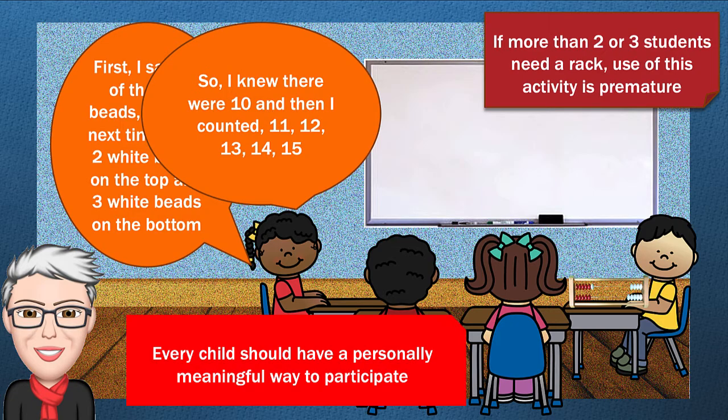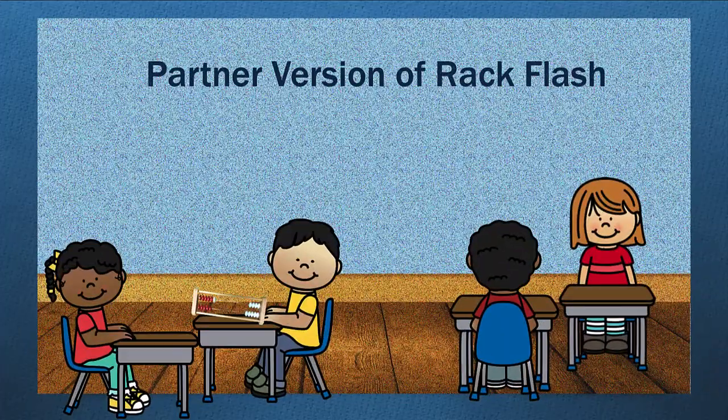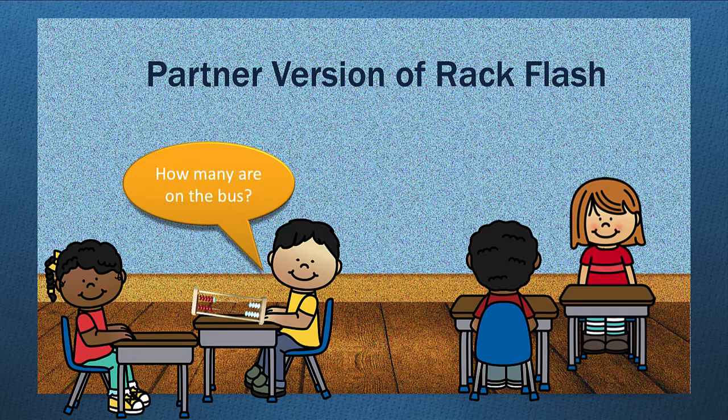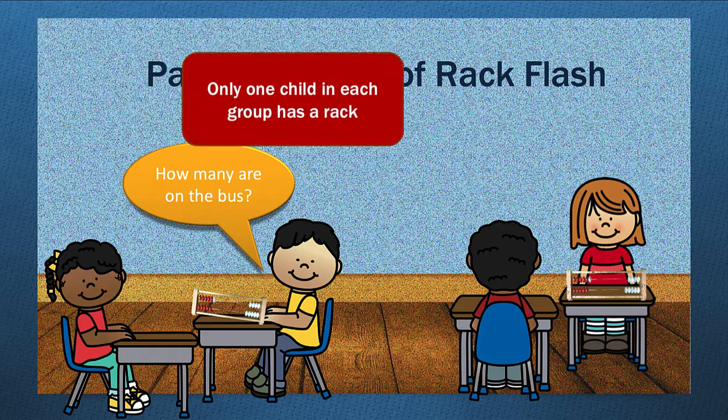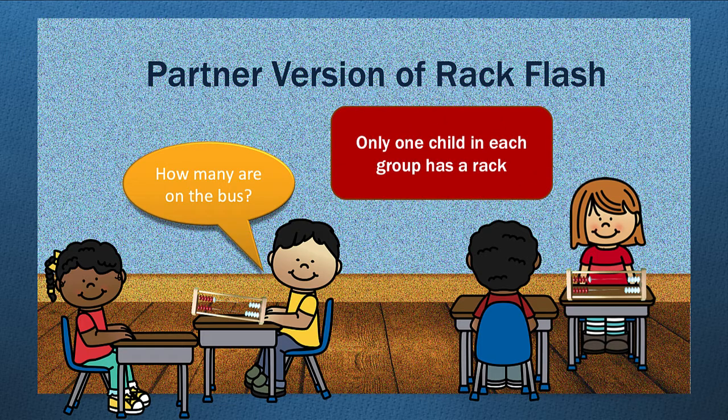In a partner version of Rack Flash, each pair of students has a rack, and they take turns posing tasks to each other as follows. One child creates a configuration on the rack and shows it to the partner. The partner's task is to figure out how many people are on the bus and explain how he figured it out. The difference between this partner activity and the one we described earlier is that here only the child that creates the task has a rack.